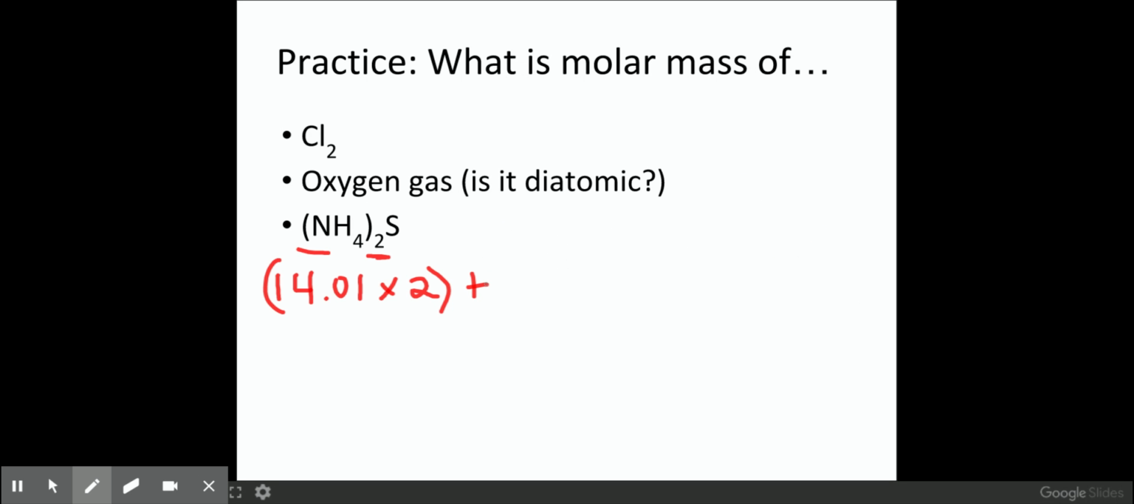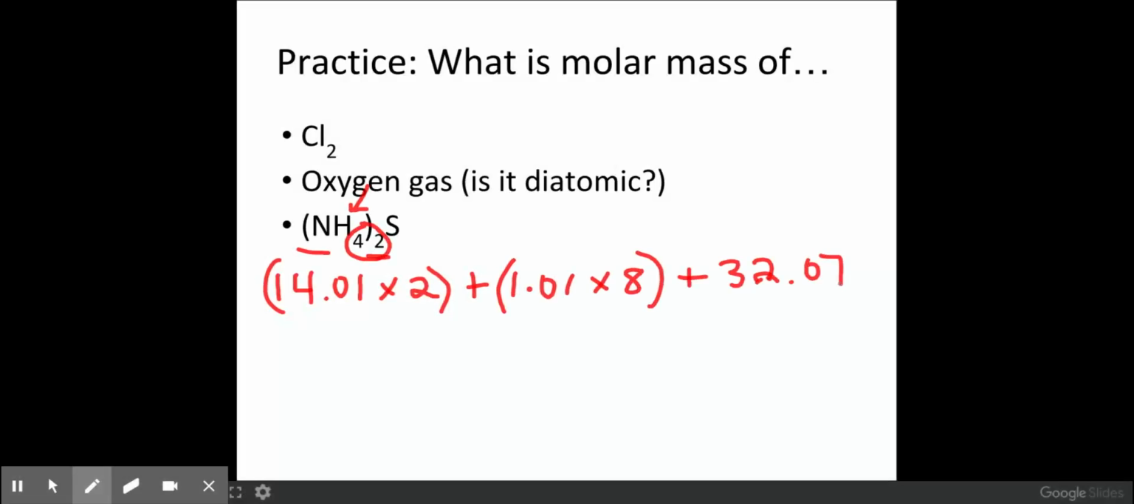Then let's set up the next element. Next, let's look at the hydrogen. So on my periodic table, the mass is 1.01, but how many do I have? Well, I've got 4 inside the parentheses, but the 2 on the outside, so we have to multiply those, and there would actually be 8 hydrogens. Next, we're looking at our sulfur, and there's only 1, so we just write down the mass from the periodic table, and that's how you would show your work.